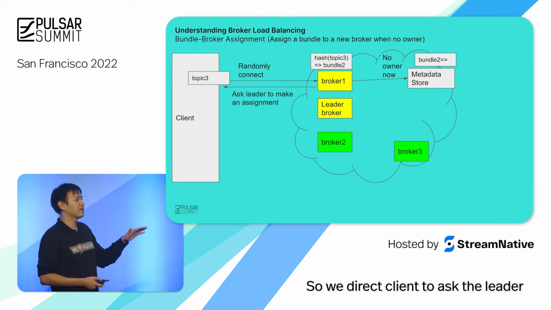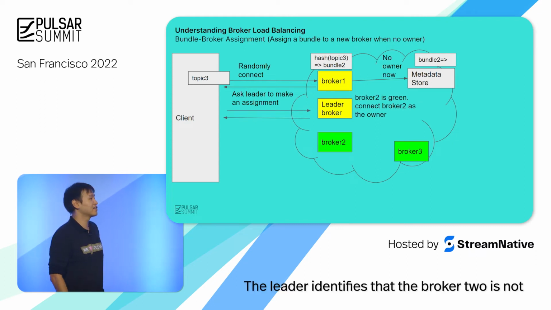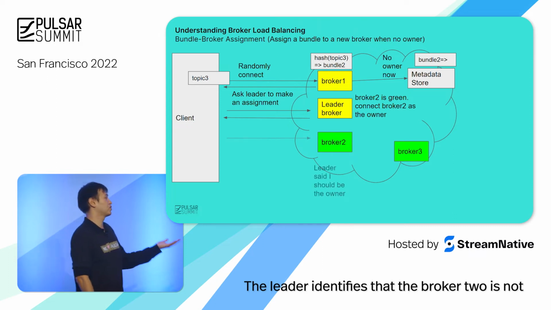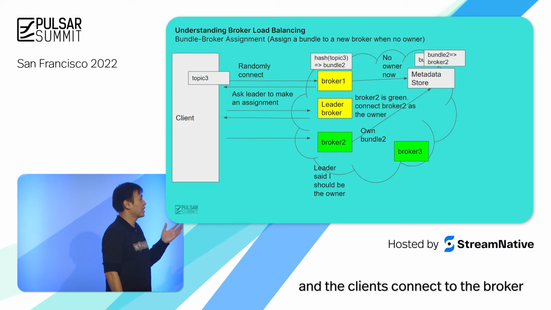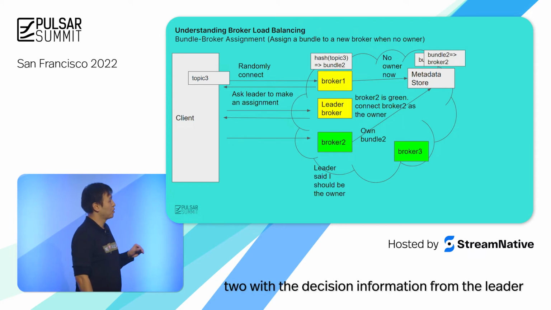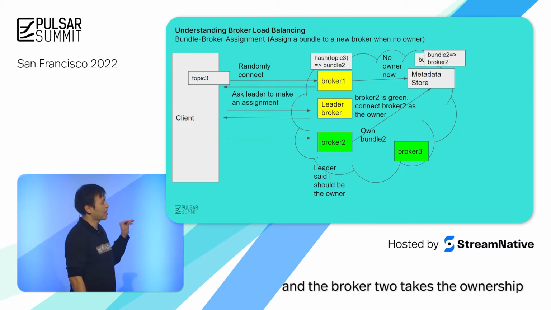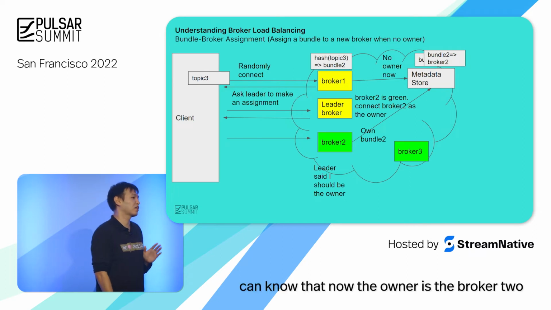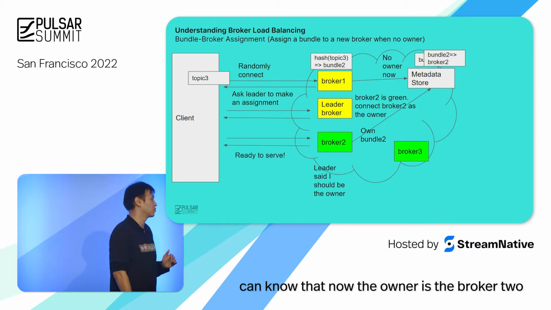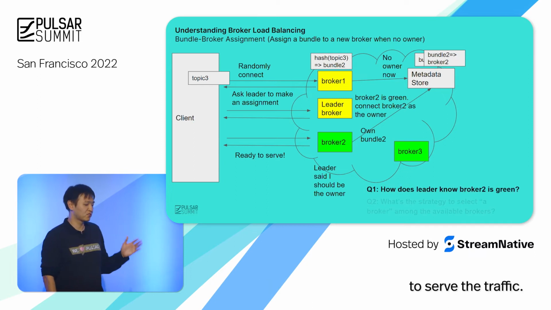So it redirects the client to ask the leader to make a new assignment. The client connects to the leader. The leader identifies that broker 2 is now green, so it should be the new owner. Then the client connects to broker 2 with the decision information from the leader. Broker 2 takes the ownership in the metadata store so that the other brokers know that now the owner is broker 2. And finally, broker 2 returns to the client that it is ready to serve the traffic.